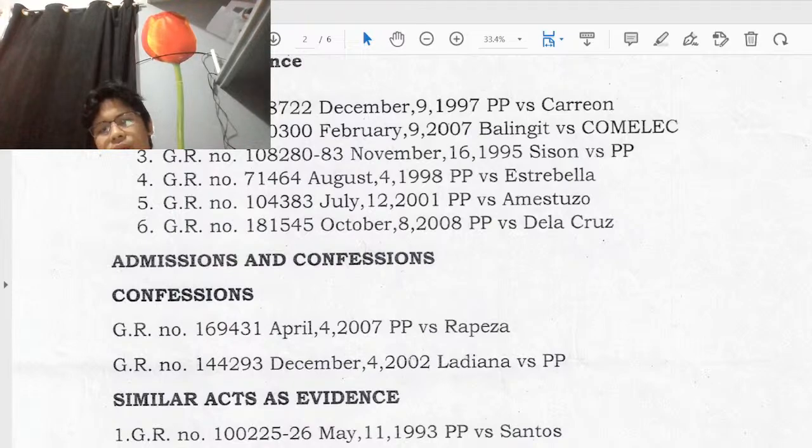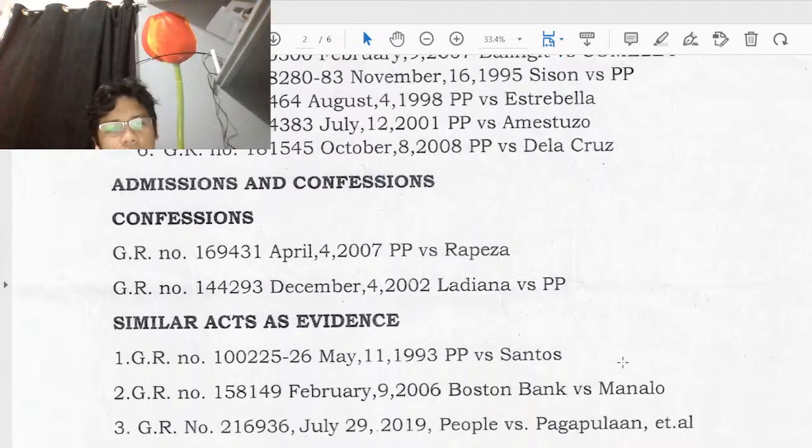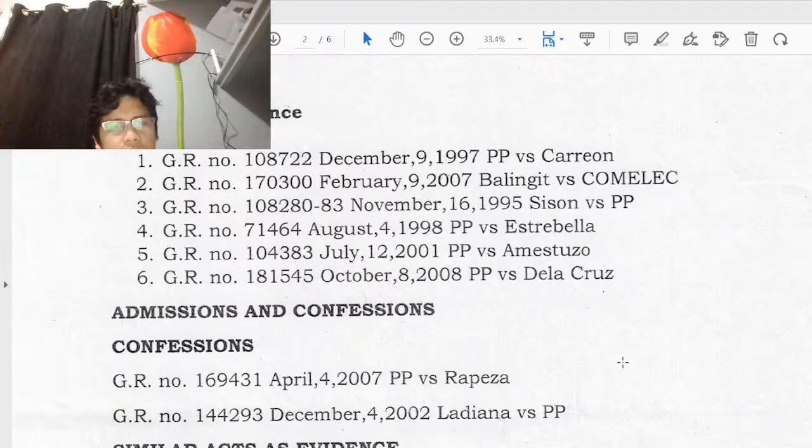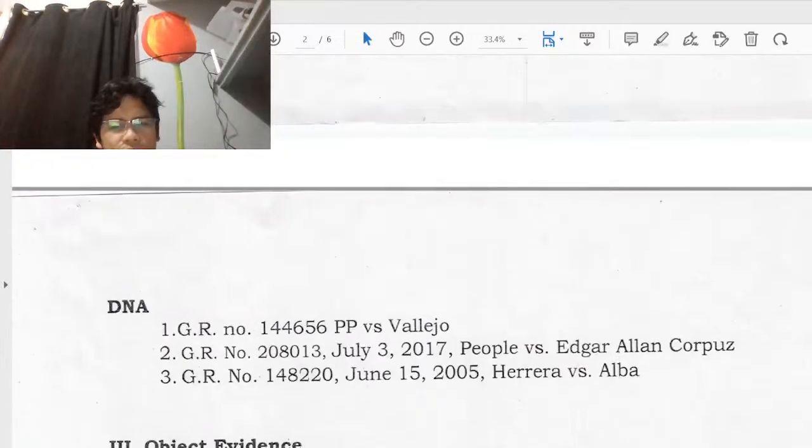That sums up the rules on object evidence. So, the annotation next. Thank you.